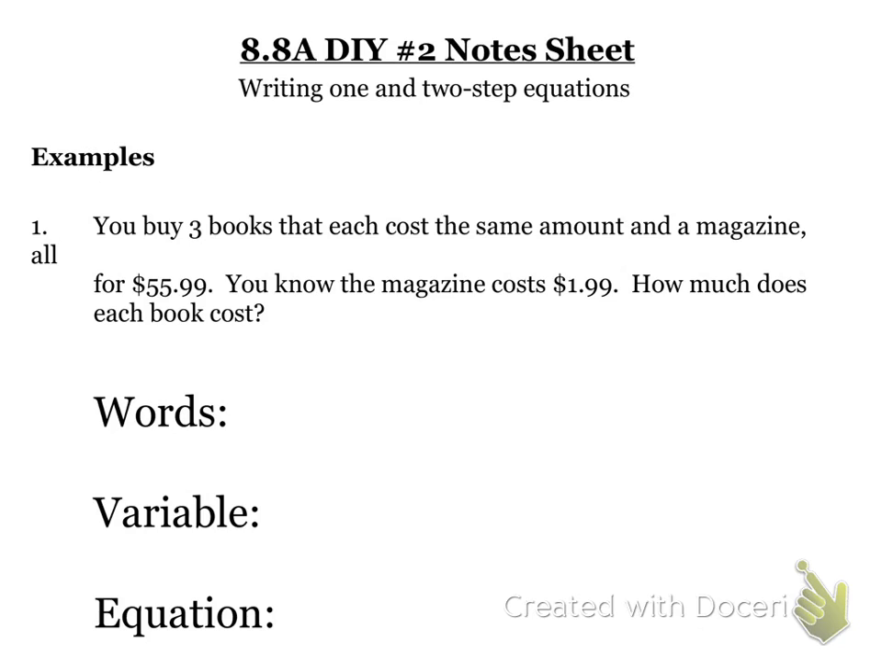Alright, example number 1. You buy 3 books that each cost the same amount and a magazine for $55.99. You know the magazine cost $1.99. How much does each book cost? So we are looking at this first in our words, and I highlighted those. We're looking at our variable, and that would be the book. I'm going to use that as X. And then we have to put it all together and write an equation. So we know that the books cost the same amount.